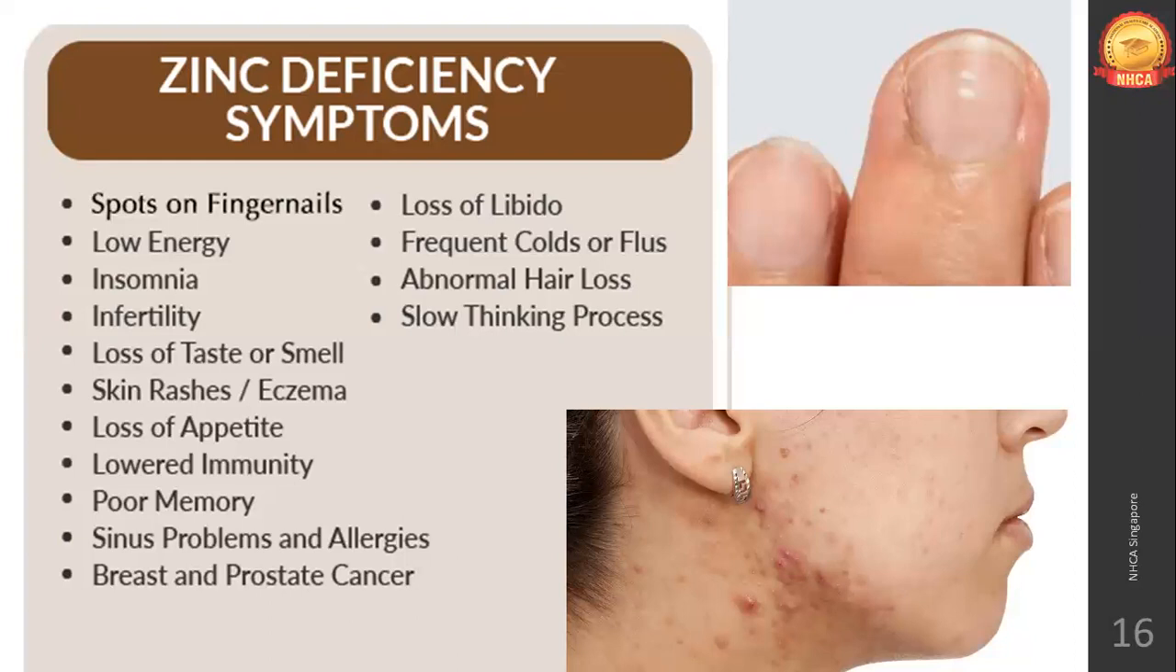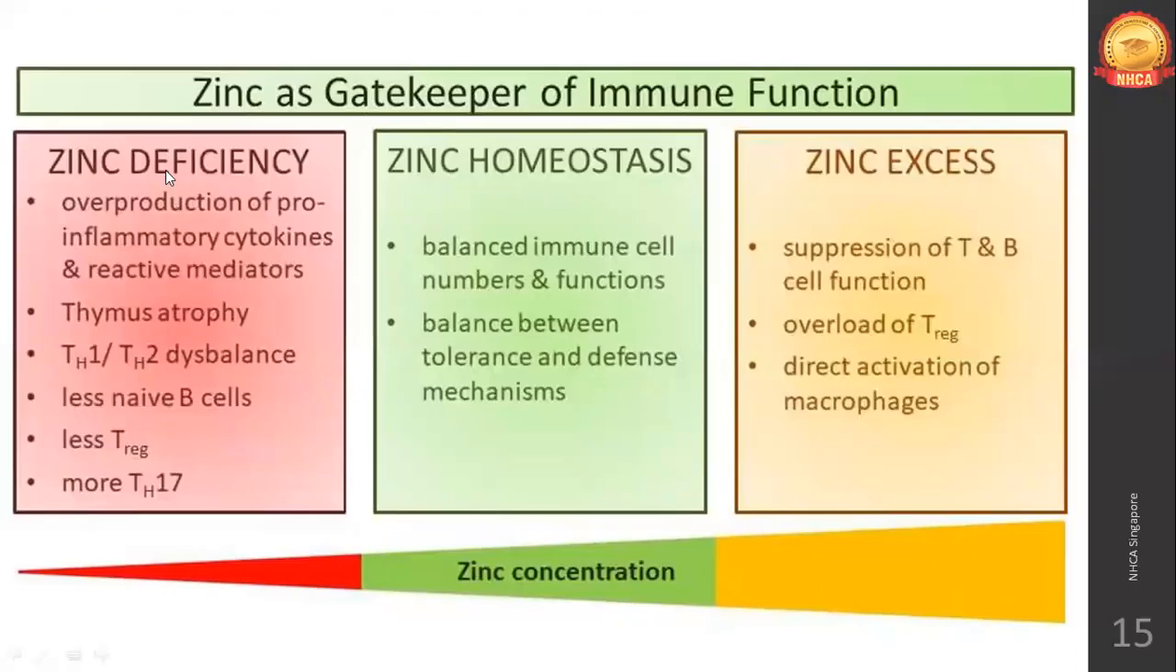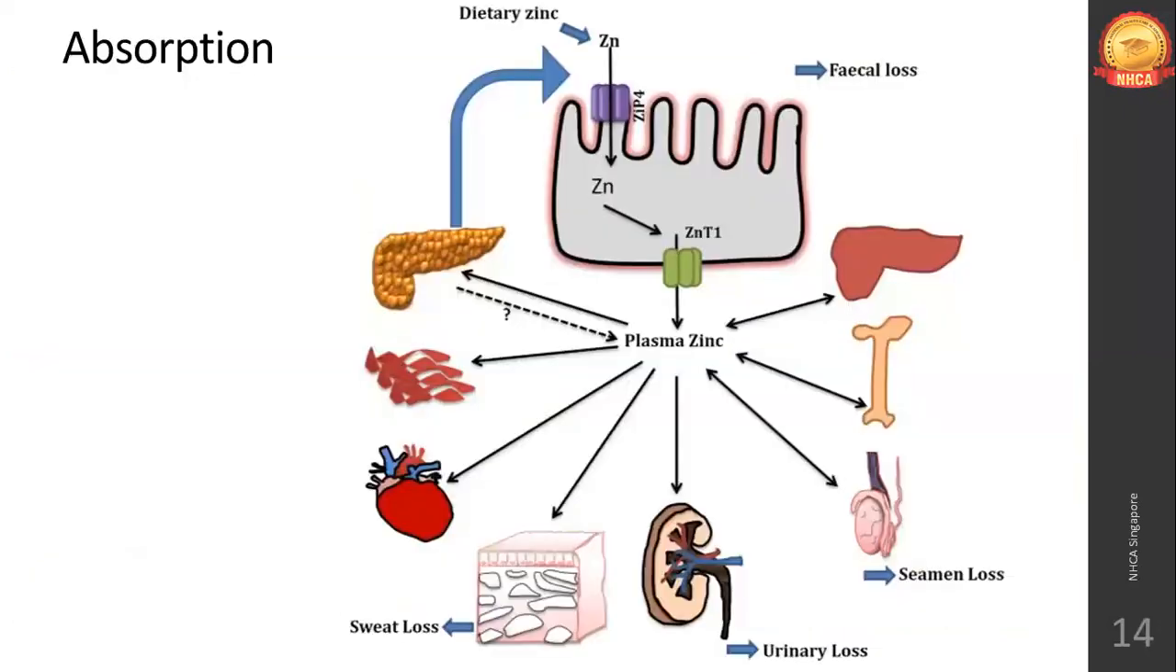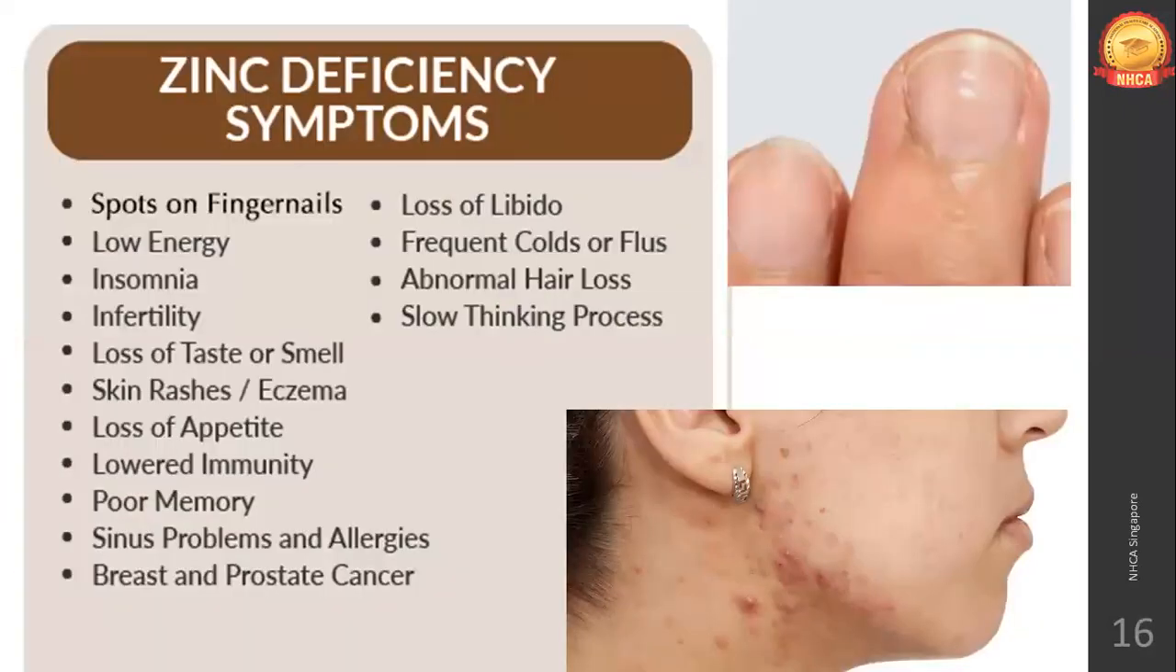In deficiency, as I have mentioned, your body goes into a stage of hypervigilance. Even items or substances which are not harmful for you, the body will consider as harmful and make you allergic towards it. So that's how zinc deficiency leads to allergy. Breast and prostate cancer, loss of libido, lack of interest in sex, frequent colds and flus because immunity is weaker, abnormal hair growth, slow thinking process. So these all are the symptoms of zinc deficiency.